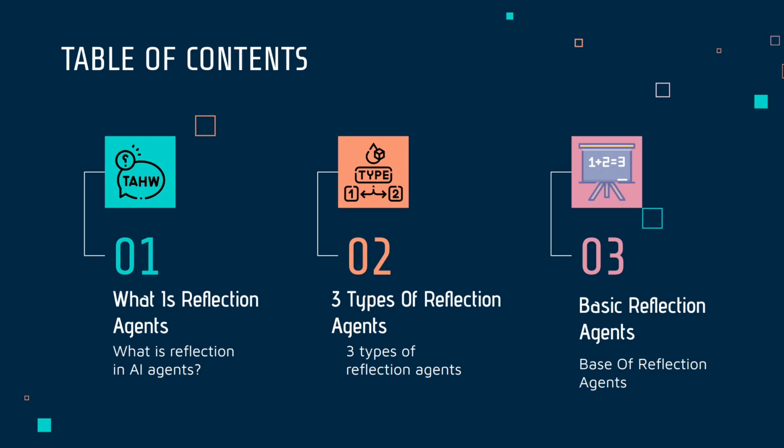So let's get started. These are the things that you're going to be looking at in this video. You're going to look at what is reflection in AI systems. You're going to look at the three different types of reflection agents. There are multiple types of reflection agents, and you're going to look at three. You're going to look at the basic reflection agent, which is what this video is all about.